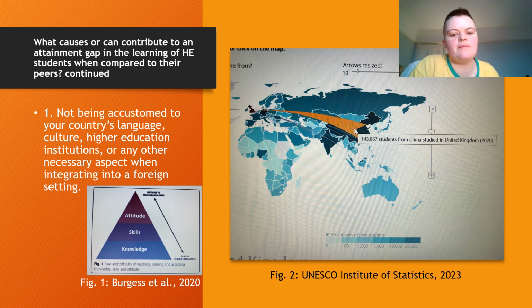The attainment gap is worsened and increased by their lack of knowledge of the culture, of the language, and of the higher education institutions, which are probably different to those in their own country. So in this instance, we can see that the attainment gap is increased due to knowledge issues of visiting a new country to study and struggling to integrate with that country.